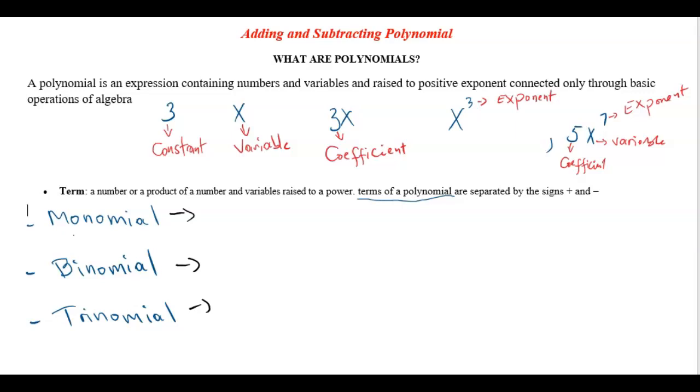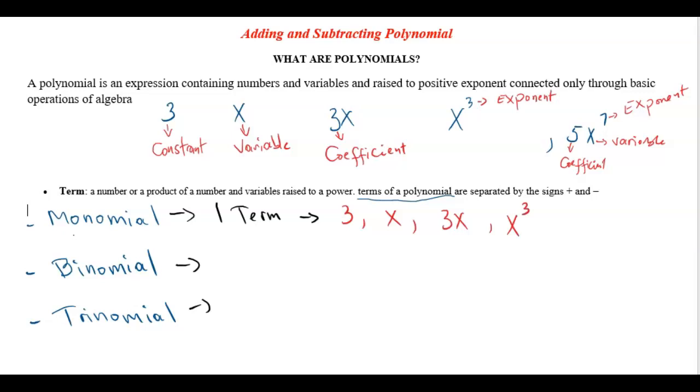Now, remember we just talked about terms of a polynomial. So a monomial is a one-term polynomial. Okay, a monomial has only one term. For instance, you can say, well, 3 is one term. 3 is a monomial, right? x is one term. So x is a monomial. 3x, okay? 3x, there is no plus or minus. So that's considered as one term. So that's a monomial.